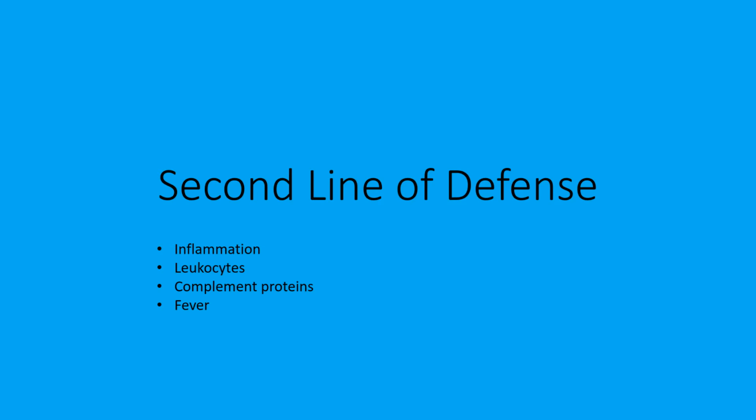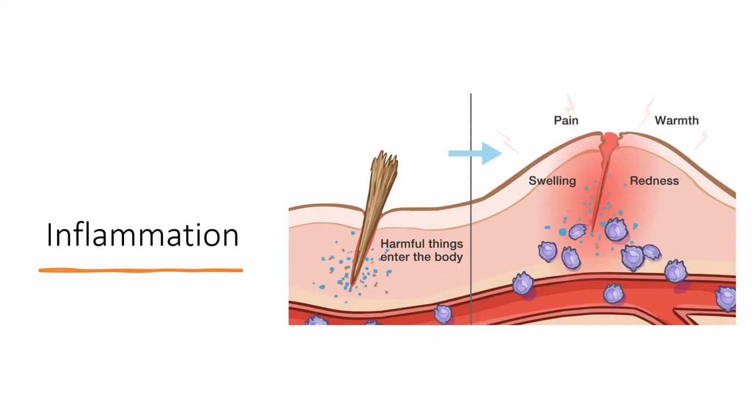The second line of defense includes inflammation, leukocytes, complement proteins, and fever. If the skin is punctured or microbes do enter tissues, then the body relies on mechanisms from the second line of defense. One of these mechanisms is inflammation. Inflammation occurs because of changes in the circulatory system in response to damaged tissue or infection. Inflammation functions to destroy the agent causing the infection, limit the effects of the infection on the body, and to repair and replace host cells that were destroyed during the infection.